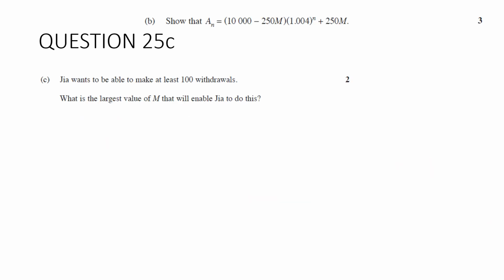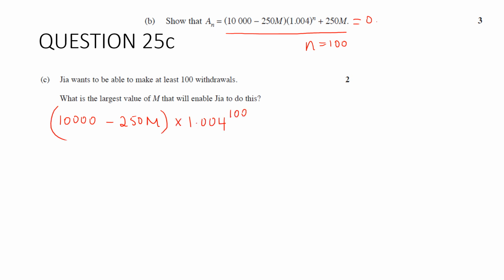25C. Jaya wants to be able to make at least 100 withdrawals. What is the largest value of m that will enable Jaya to do this? All right, so in this case, n is going to be equal to 100. And we want to figure out the value for m, which means that after 100 withdrawals, this whole thing is going to equal 0. Okay, so (10,000 take away 250m) multiplied by 1.004 to the power of 100 plus 250m is equal to 0.